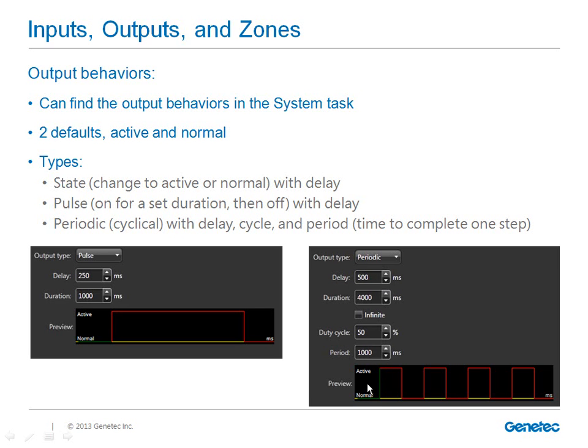So basically, if you take a look at the graph down here, you can see the duration is 4 seconds. That's this whole entirety here. The cycle is 50%. We've got a delay of half a second right here, and the period is 1 second. So it's taking half of that time will be active, and then it resets it back to its normal condition. Now once we have these defined, you can use these output behaviors anytime you're triggering an output in Security Center.